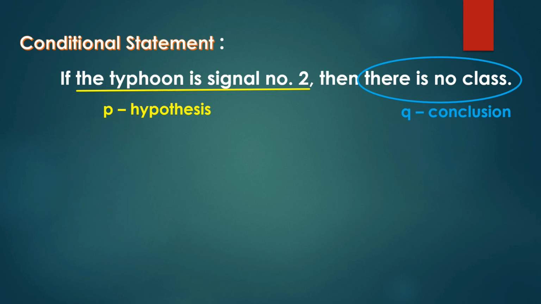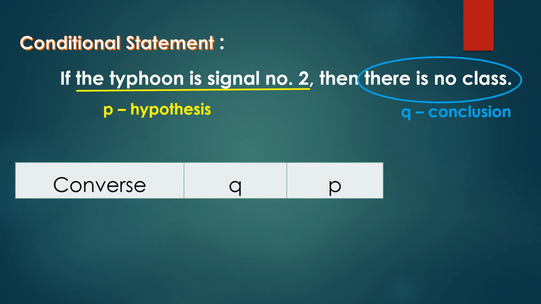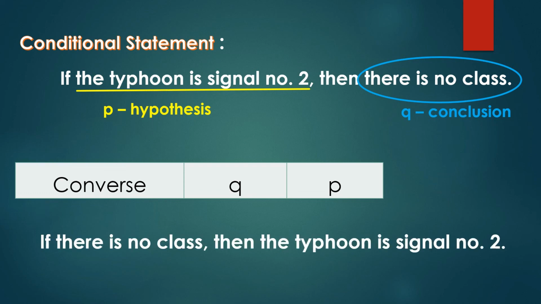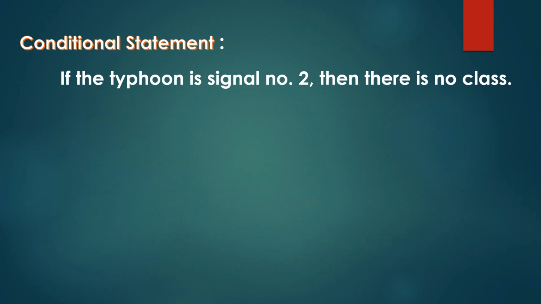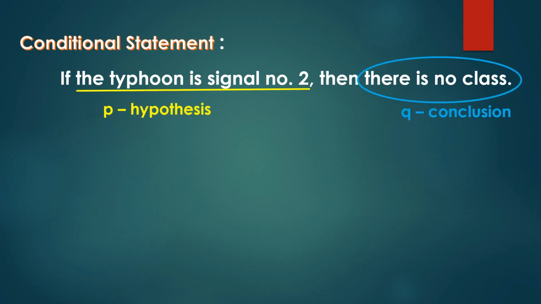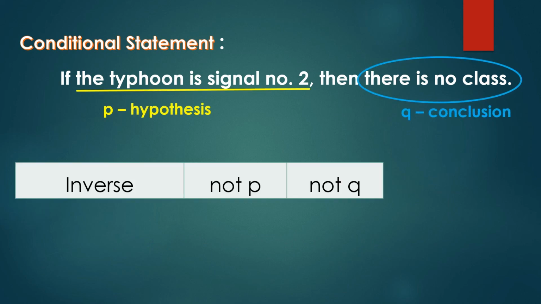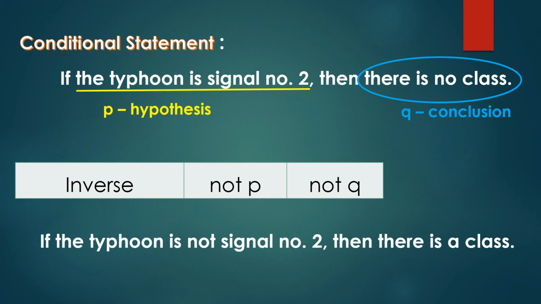Remember the table, we have converse, if Q, then P. Therefore, the converse statement is, if there is no class, then the typhoon is signal number 2. For the inverse statement, we have, if not P, then not Q. Therefore, the inverse statement is, if the typhoon is signal number 2, then there is a class.